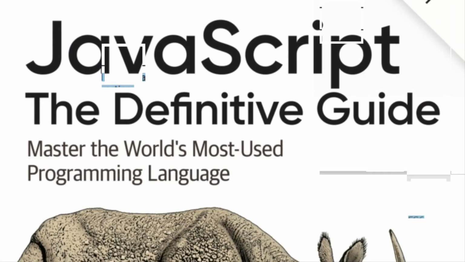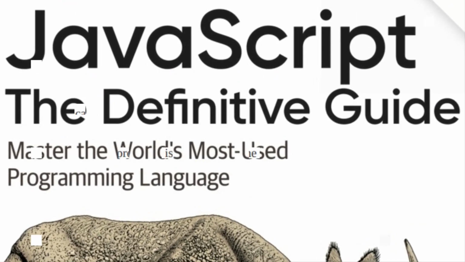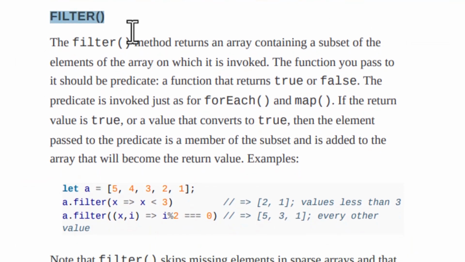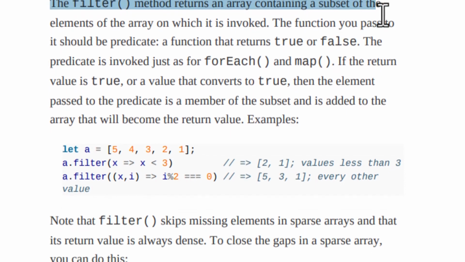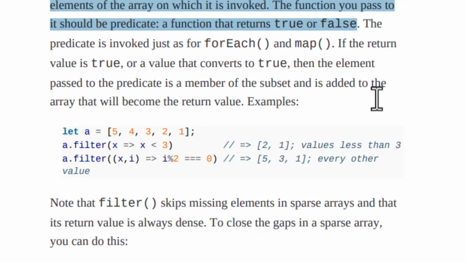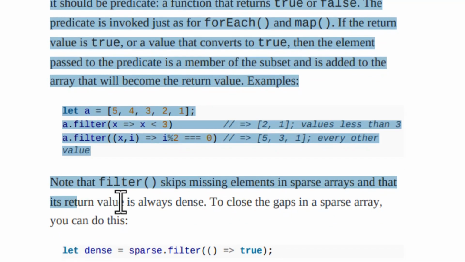In addition, David Flanagan in the book JavaScript, the Definitive Guide, says, the filter method returns an array containing a subset of the elements of the array on which it is invoked. The function you pass to it should be a predicate, a function that returns true or false. Note that filter skips missing elements in sparse arrays and that its return value is always dense.